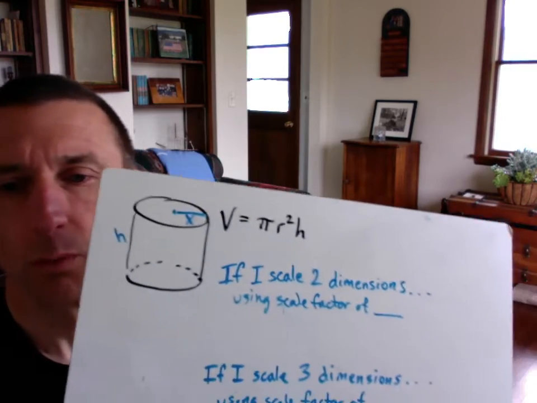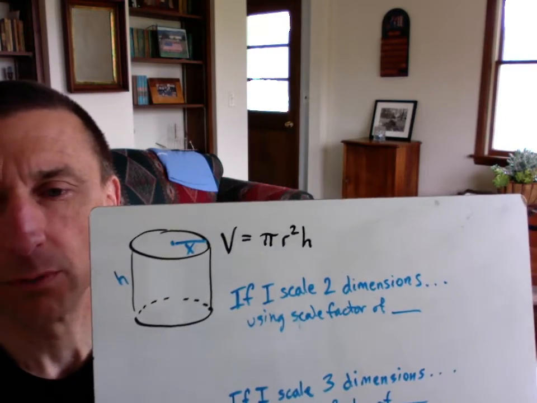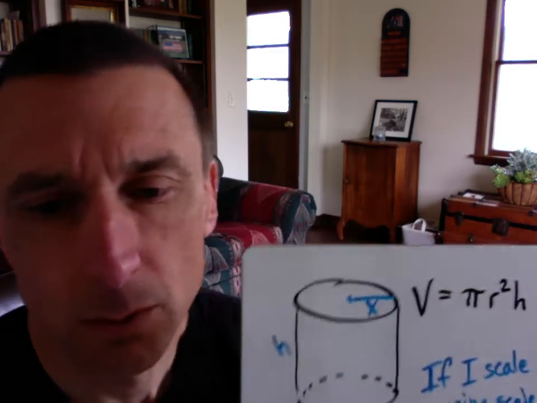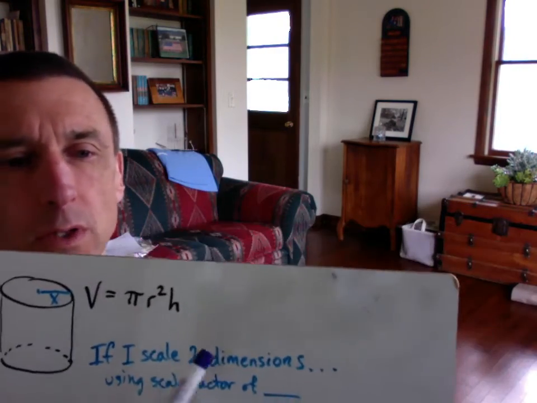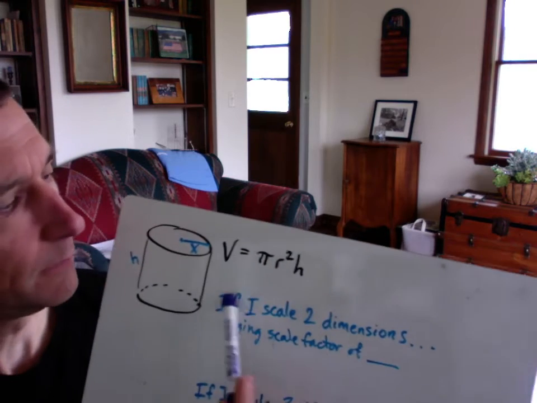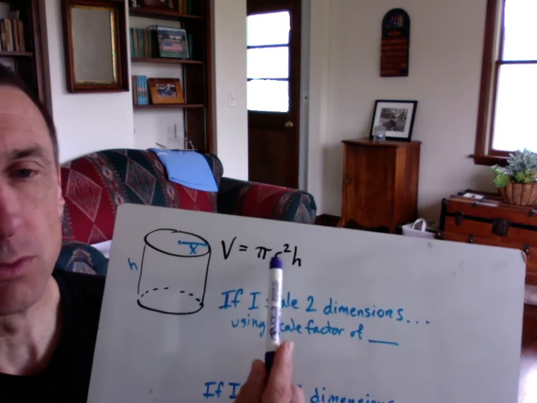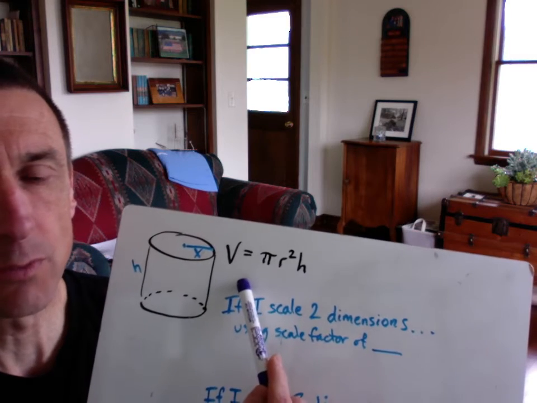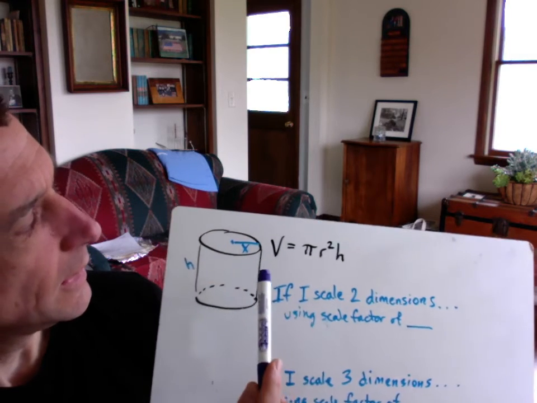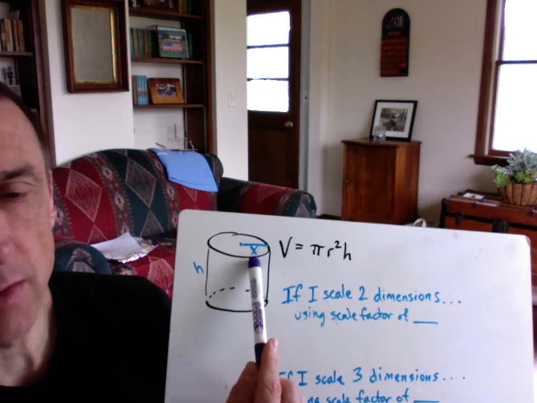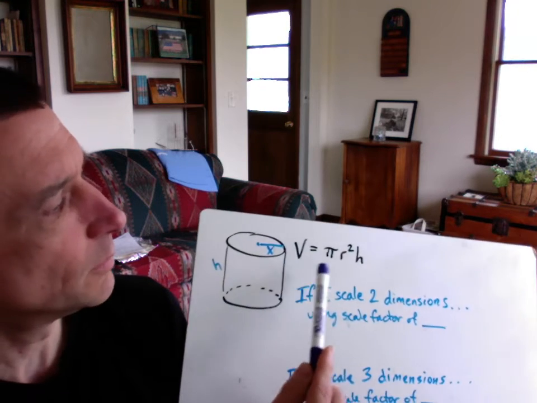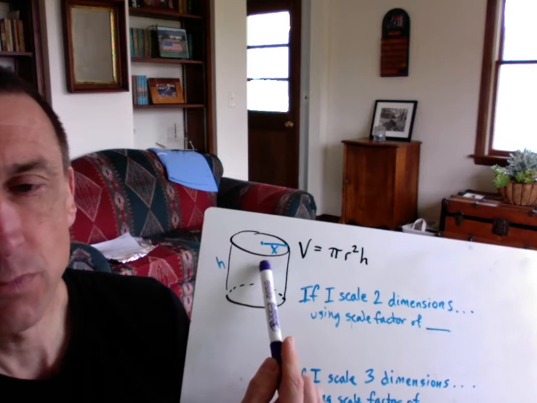Hi, I'm going to give you a little bit of help for what happens if we are scaling a diagram in 2 dimensions. So what we have is a nice cylinder here. I've used the formula that I found from the top of the document. And in the problem it says let's have the radius represented by x. So I've changed this from an r in the formula to an x in the diagram.